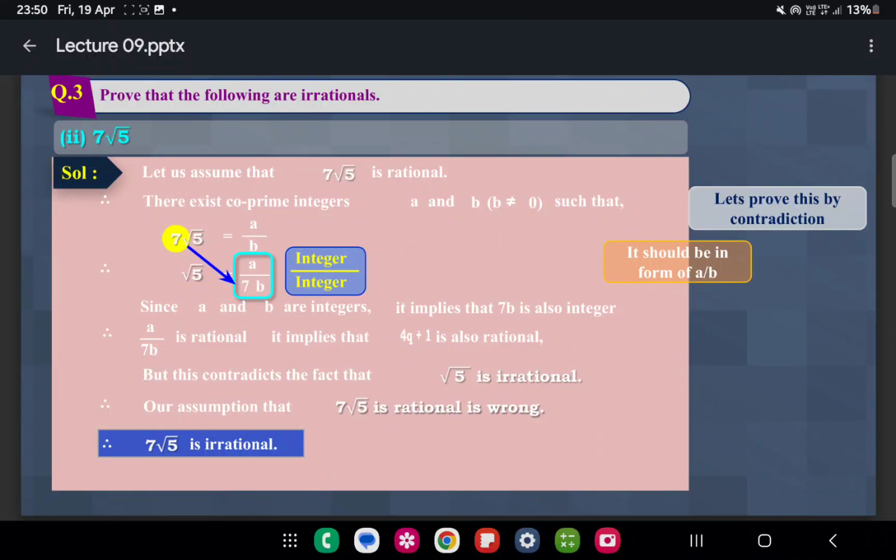Hi dear students, today we are going to take a new question. Prove that the following are irrational. So we have to prove that 7 root 5 is irrational.